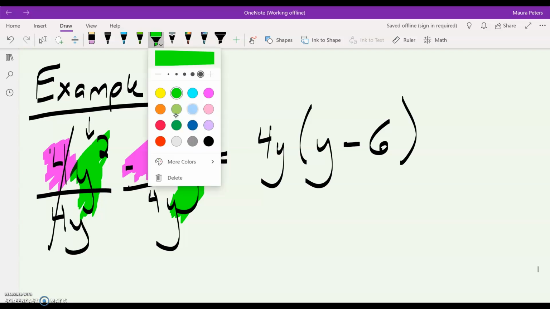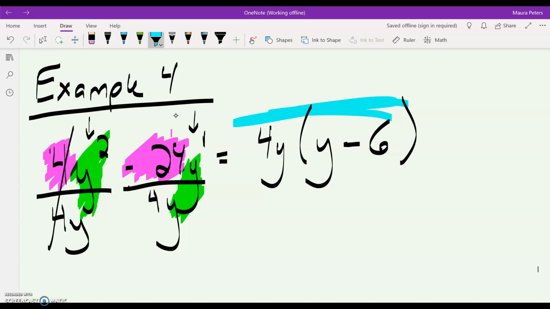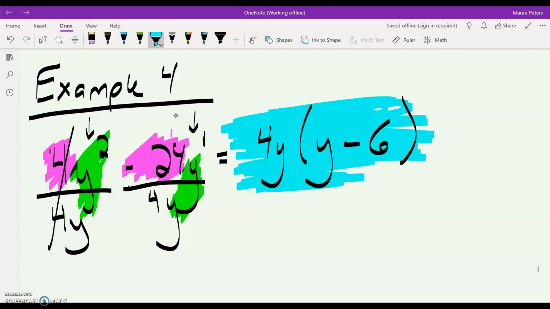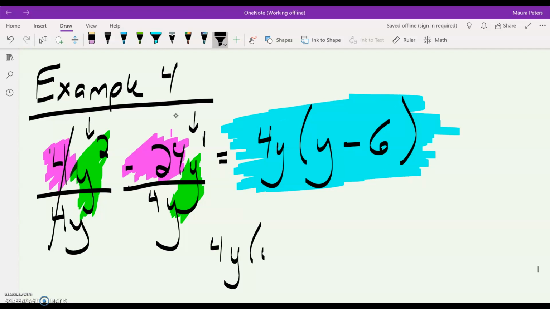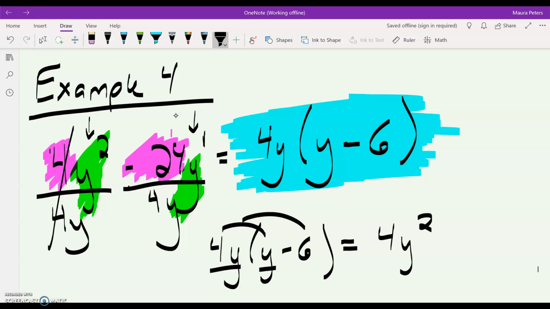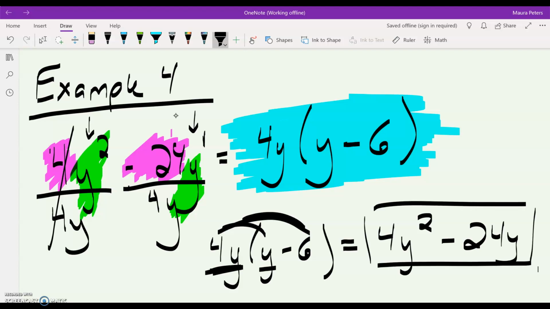So now what I'm able to deduce here is, this is my final solution. But remember, in order to check ourselves and make sure that we have the right solution, we can take our solution and distribute it out to check. So let's just say we had 4y, y minus 6, and we distributed it. 4y times y gives me 4y squared, and 4y times negative 6 gives me negative 24y. That happens to be the same as the problem that we started with.